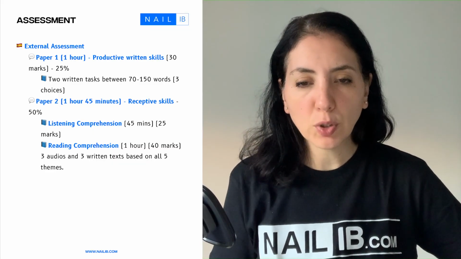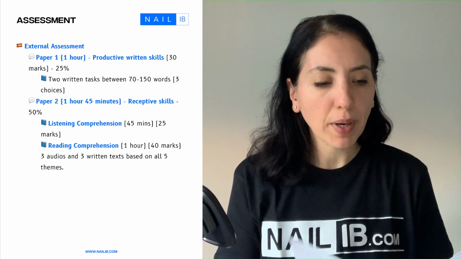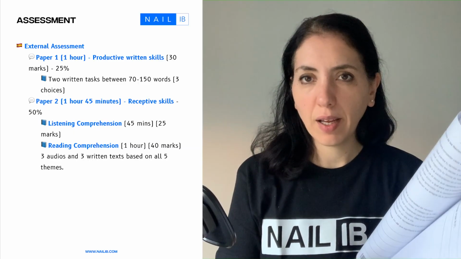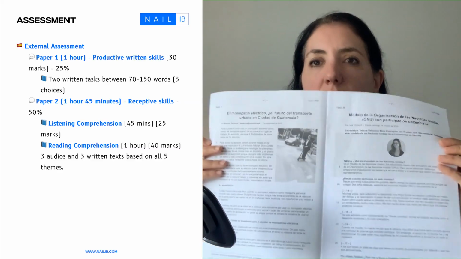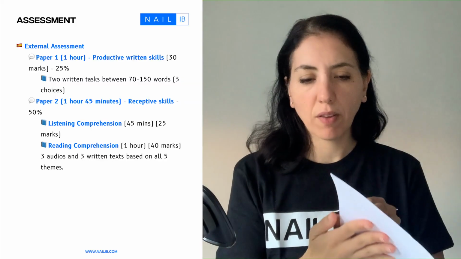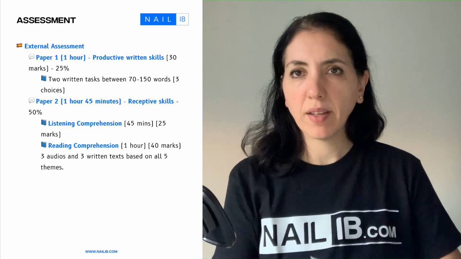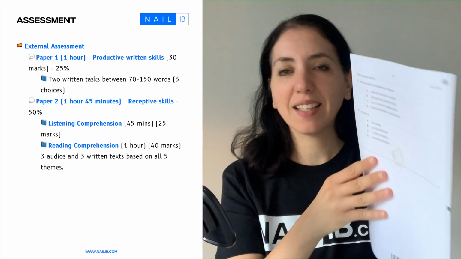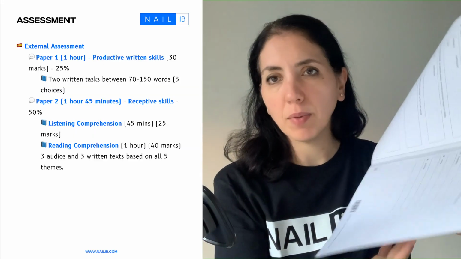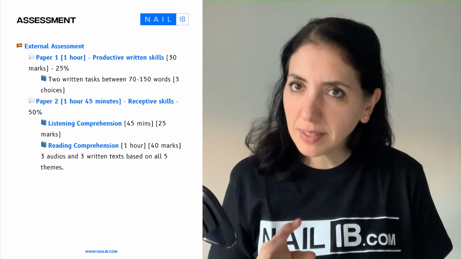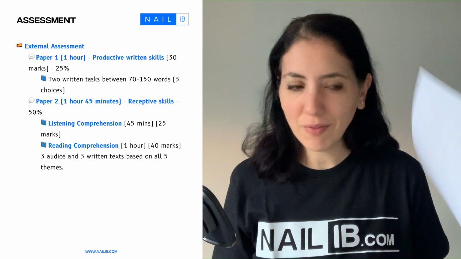Paper 2 has 2 parts. Part 1 is reading comprehension. This is a 1 hour activity. You're going to be given 3 texts, and you will have another booklet that has the questions for the 3 texts. You're going to write in the booklet. This is demanding because you can't use a dictionary, so you have to know your stuff.